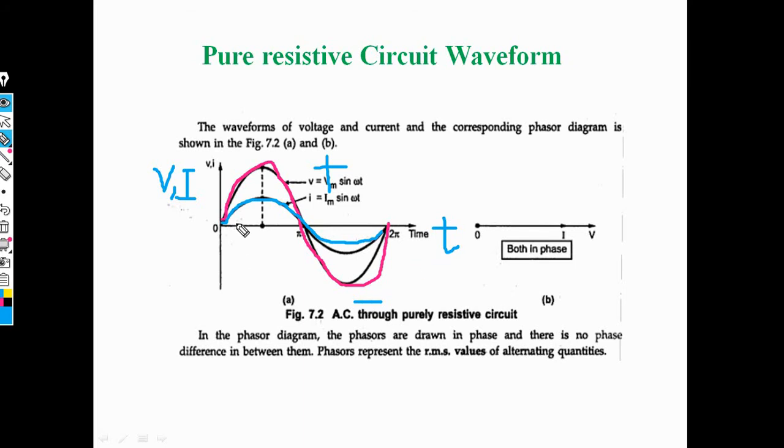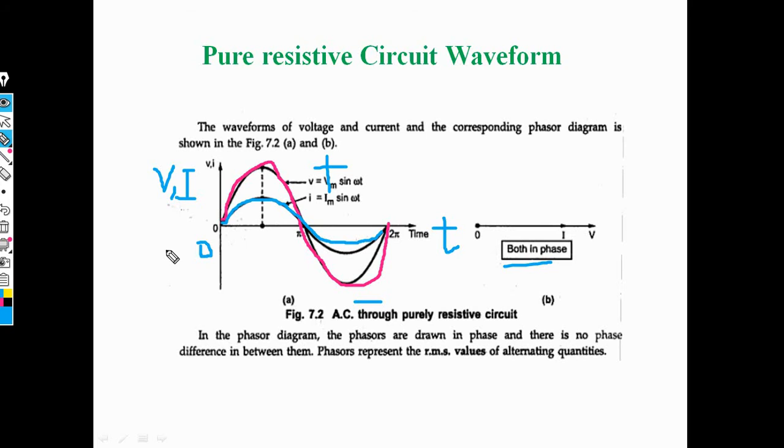Now both waveforms initially start at 0 degree. The voltage waveform starts with 0 angle, and the current waveform also starts from 0 angle. That means both waveforms are in phase. That is, the voltage and current waveforms are in phase. In this phasor diagram both are in phase, because both waveforms initially start with 0 degree angle.